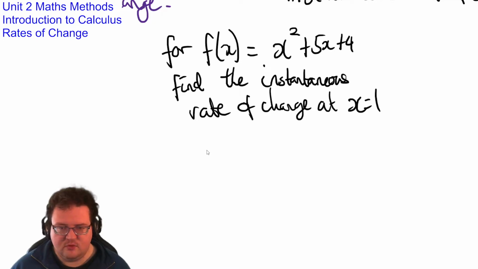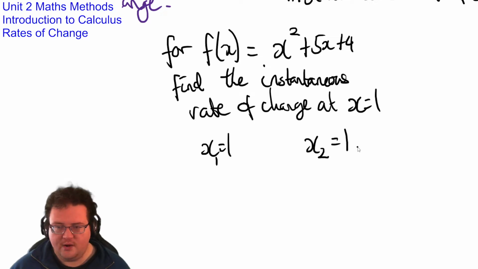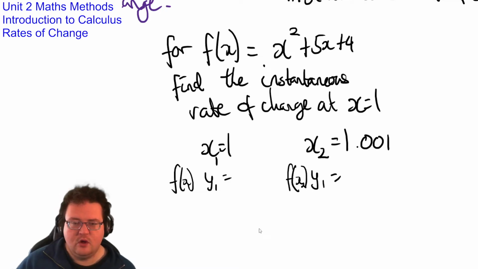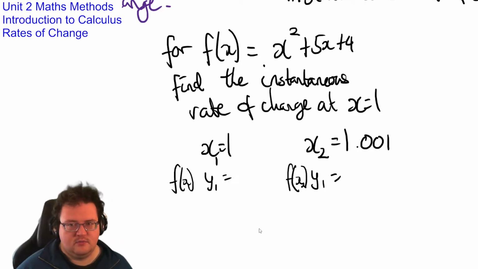So we will then go, for example, x is 1. So x1 is 1, and x2 will be 1.001. What I now need to do is find y1 and y2. So that's f of x1 and f of x2. All right, so you get your calculator out for a little bit. So for example, when x is 1, 1 squared plus 5 plus 4 is 10.